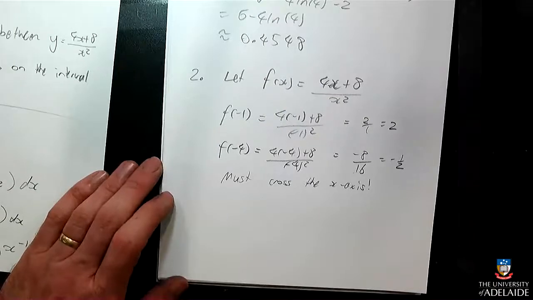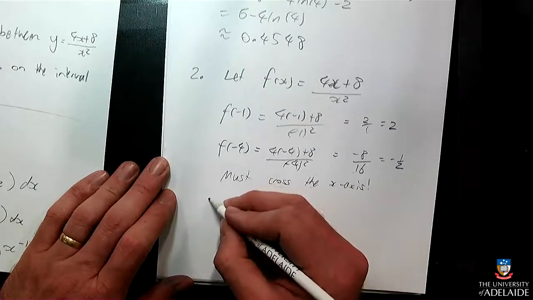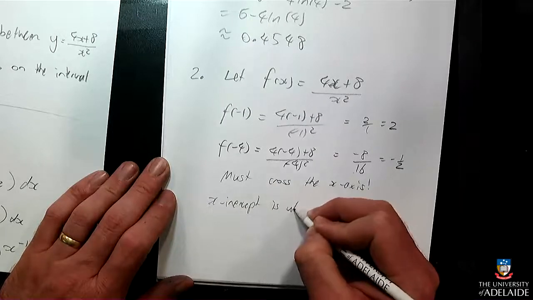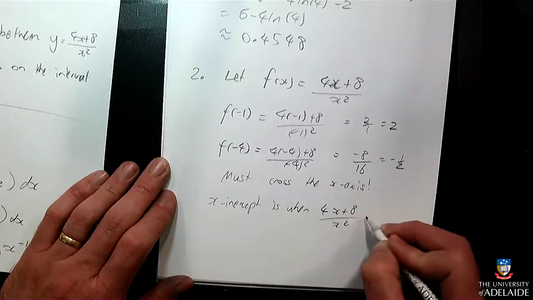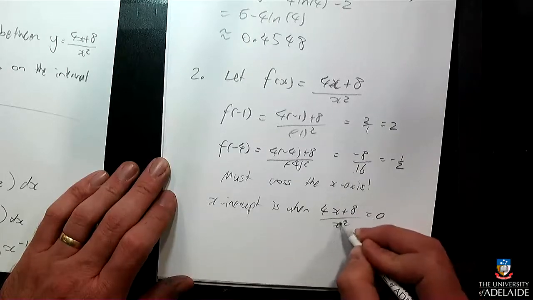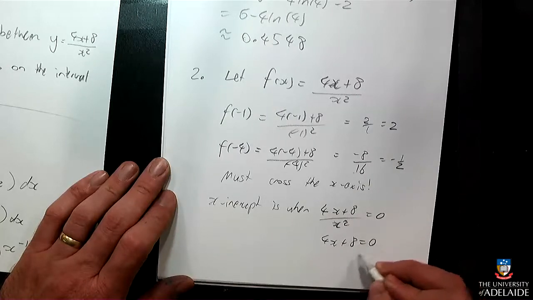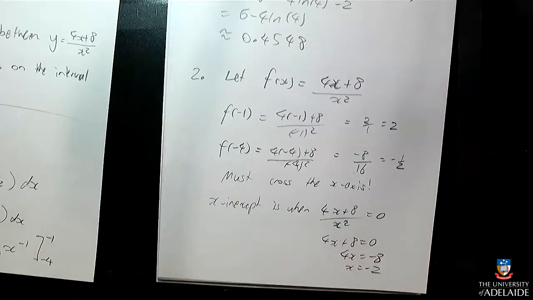Okay, so we should figure out where it crosses the x-axis. The x-intercept will happen when this is 0. And x isn't 0, so I can multiply by x squared. And the 4x would have to be minus 8, therefore, and the x would therefore be minus 2. Okay?